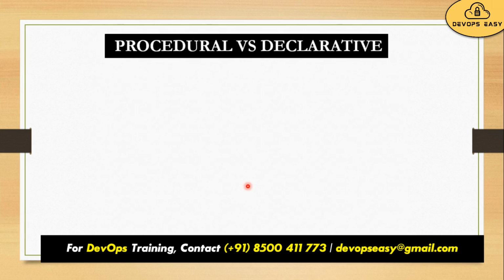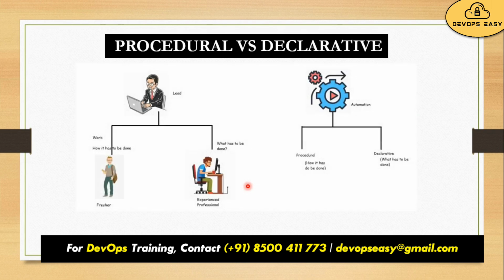So before discussing Terraform and all, we need to discuss procedural versus declarative. First I will discuss a real-life example. If there is a team lead and there is some work, for a fresher you need to explain everything, right? For an experienced person you don't need to. For a fresher you need to tell how it has to be done.